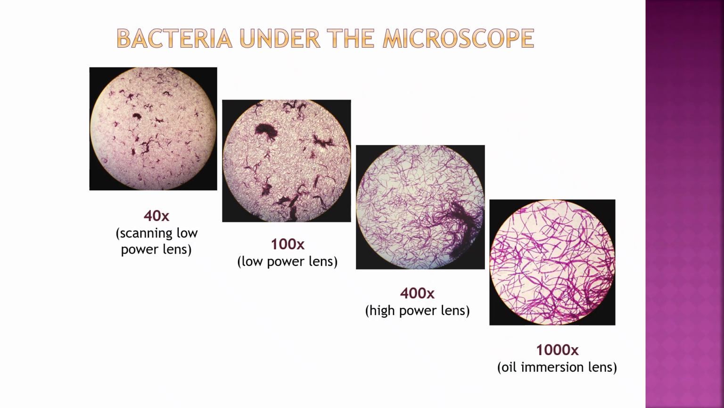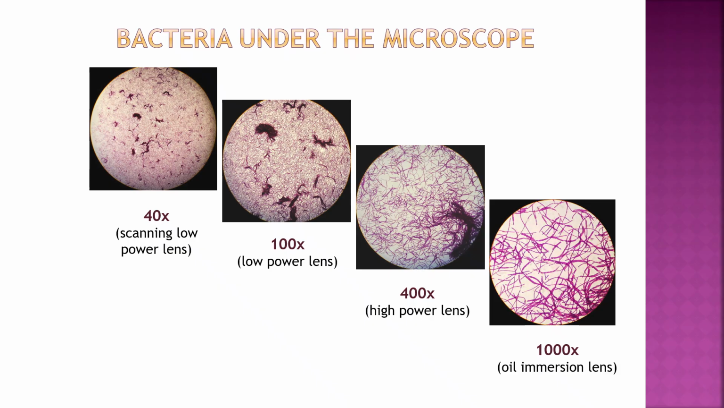So when we look at the bacteria underneath a microscope, showing you the power of these different lenses, when we're on 40x, which is the scanning objective, you can't really see a whole lot. You can see color. You might be able to see some shape, but you definitely can see some color.